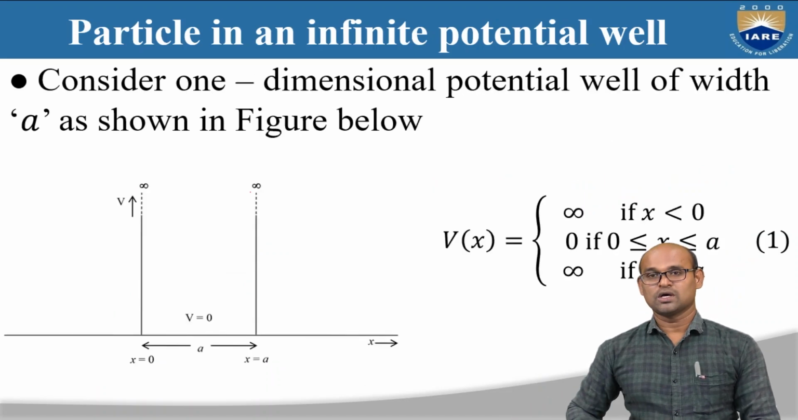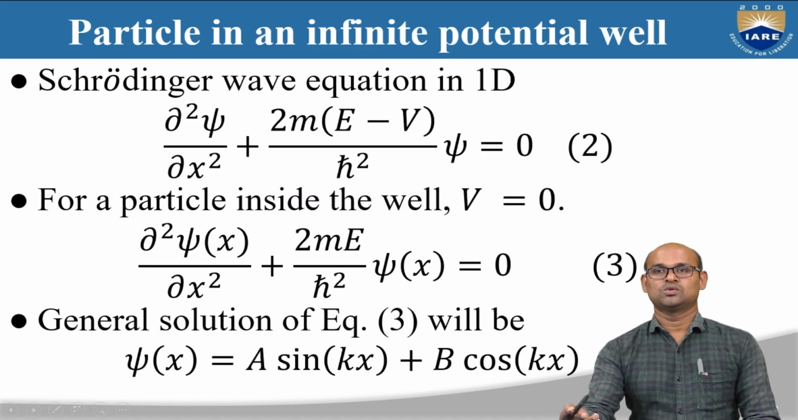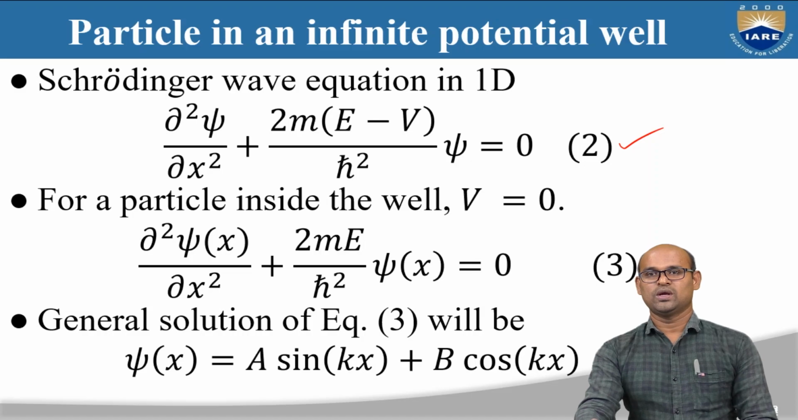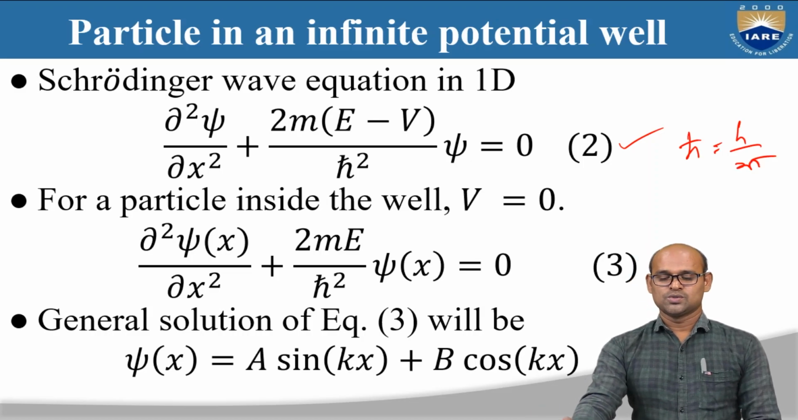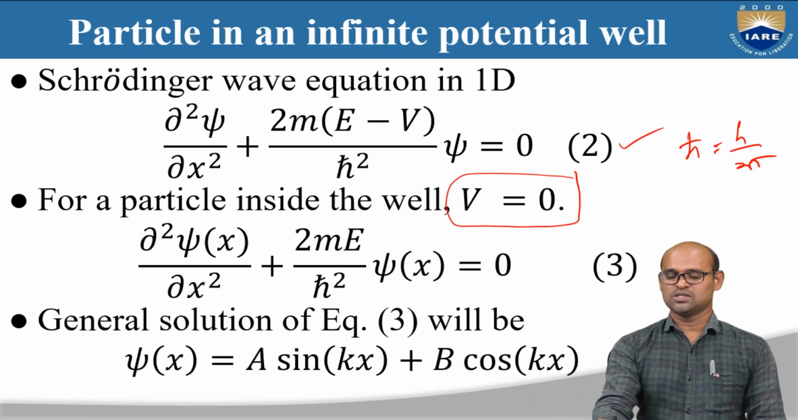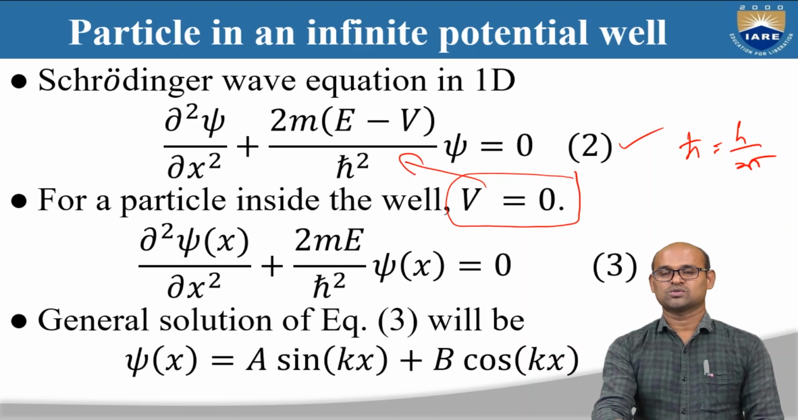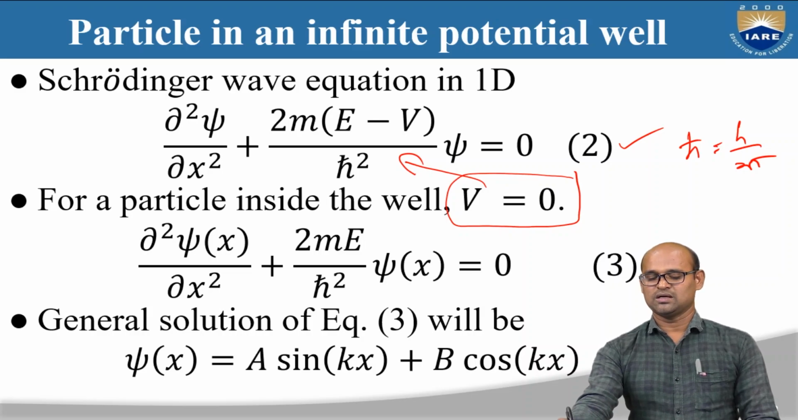Now we are going to solve this Schrodinger wave equation for the particle trapped in an infinite potential well. This is the Schrodinger wave equation in 1 dimension: del square psi by del x square plus 2m into E minus V by h cut square into psi is equal to 0, and we know h cut is nothing but h by 2 pi. Now, particle inside the well: we define the potential as 0 inside the well. Substituting V equal to 0 in the time independent Schrodinger wave equation, we get del square psi by del x square plus 2mE by h cut square psi is equal to 0. Now this is a second order differential equation.